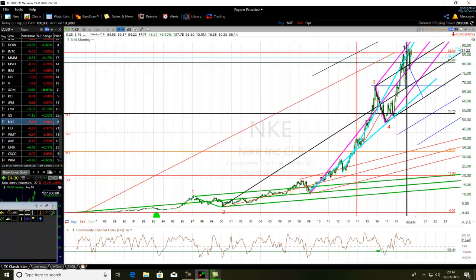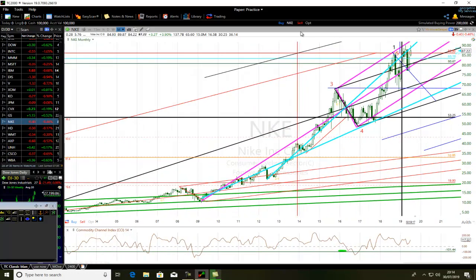Remember that when we count 1, 2, 3, 4, 5, that 1, 2, 3, 4, 5 becomes another wave of a higher degree. That's the black one there. 1, 2, 3, 4, 5, 1. All right. One impulse wave. All right. One trending phase. All right. Subdivided into 5 minor waves.